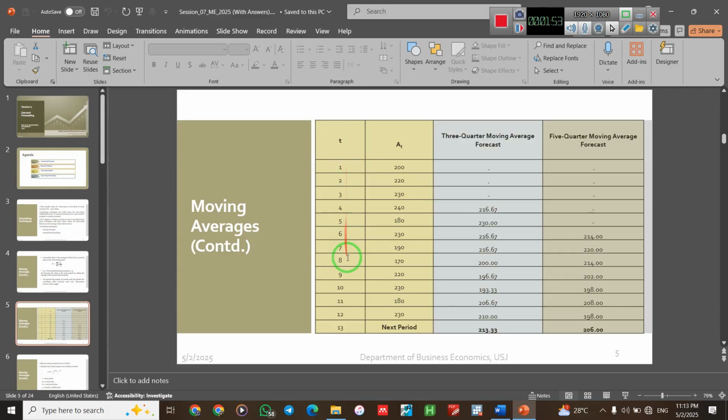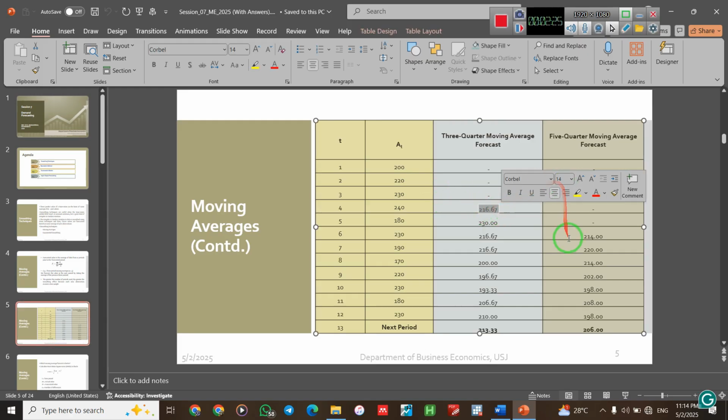So this is the time period, and this is the actual sales, and this is your 3/4 moving average, and this is your 5/4 moving average, right? So for the 3/4 moving average, what you are going to do is add these three values, that means 200, 220, 230 together, and divide it by 3. So then you can come up with this answer.